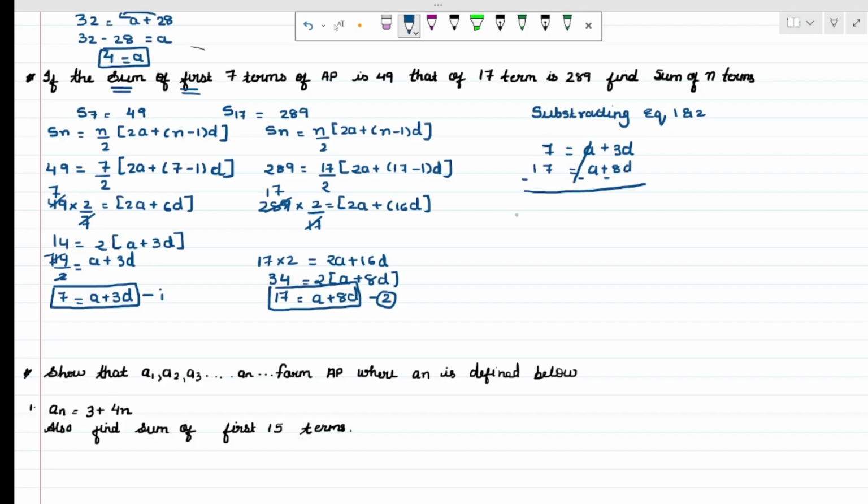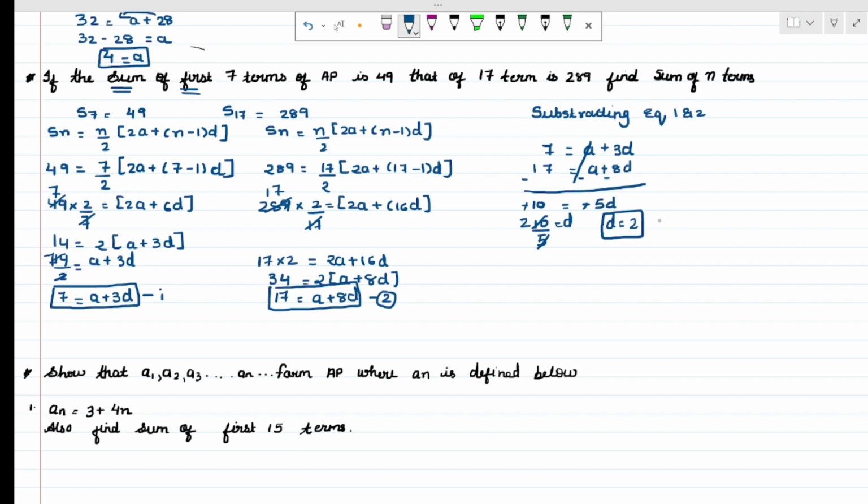17 minus 7, that means minus 10. Sorry, minus 17 and plus 7. That means you are getting minus 10 equals plus minus minus, so you will get minus 5D. Both are negative, that means the minus minus sign is getting cancelled. 10 upon 5 equals D. So 5 twos are 10, and I got my value of D is equal to 2.